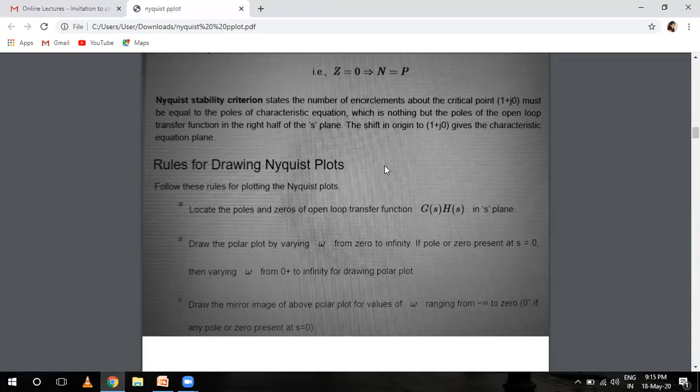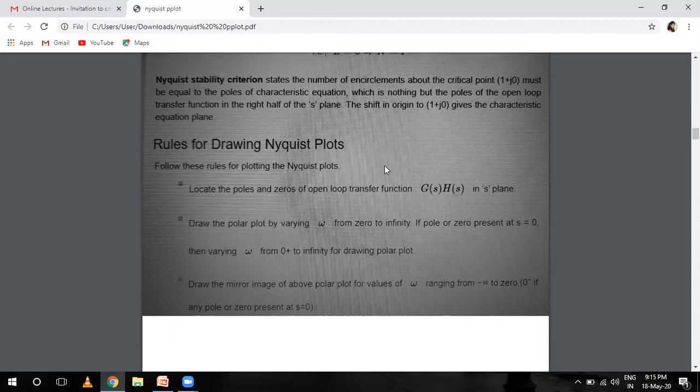Now, what are the rules for the Nyquist plot? Same as the polar plot, just locate the poles and zeros of the open loop transfer function G(s)H(s) in the S-plane and then draw the polar plot by varying omega from 0 to infinity. If a pole or zero is present at S equals to 0, then vary omega from 0 to infinity for drawing the polar plot. First we plotted the poles and zeros, then put S as j omega, and then varying omega from 0 to infinity and putting it into the magnitude, we drew the polar plot.